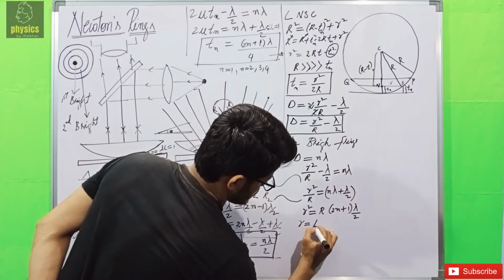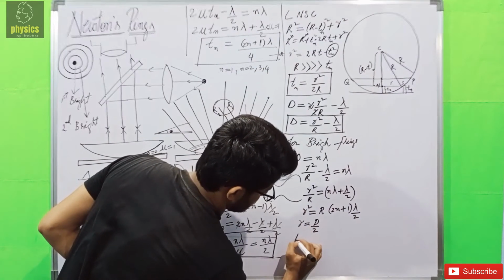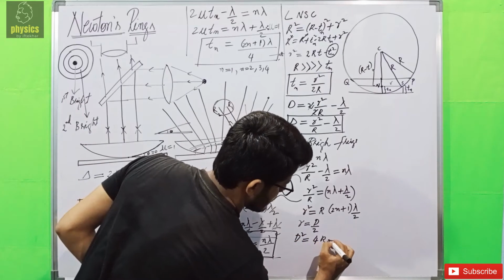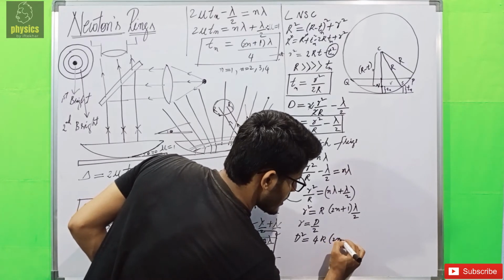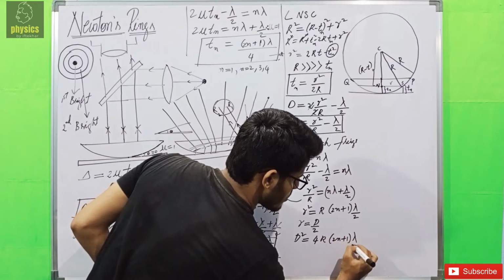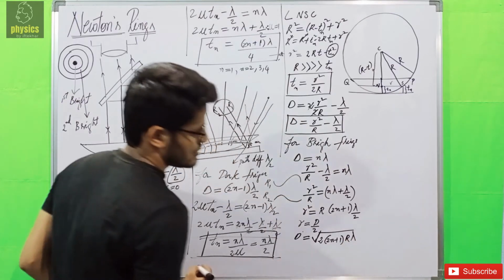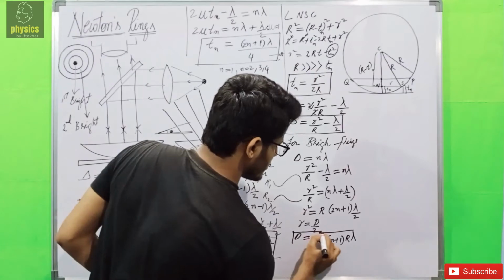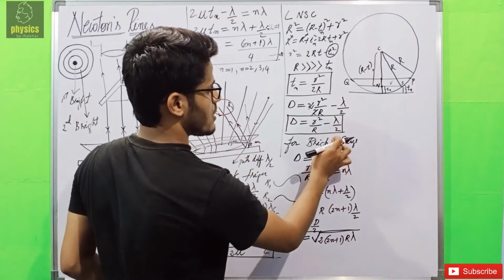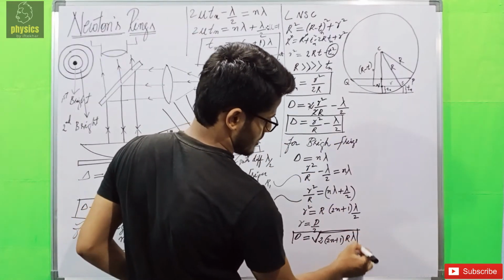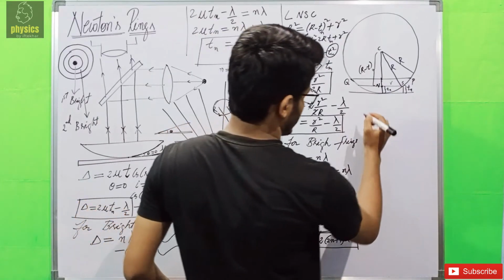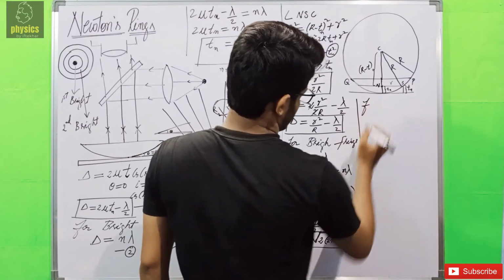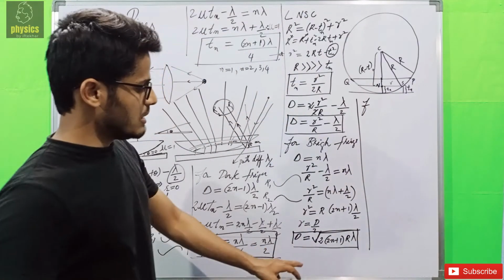R is equal to d by 2, so d square is equal to 4r times (2n plus 1) lambda by 2, which is lambda. So this is the diameter of the nth bright fringe. Why? Because we have taken the condition for the bright fringe. Similarly, we can find out for the dark fringe. So this is the diameter of the bright fringe.